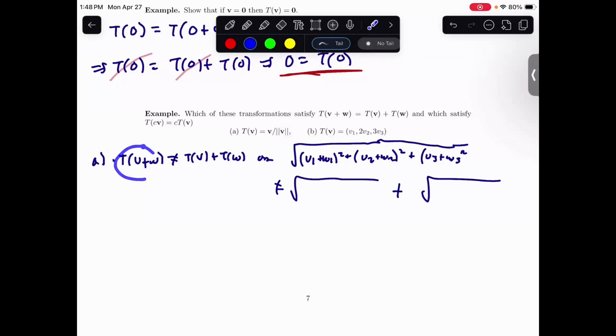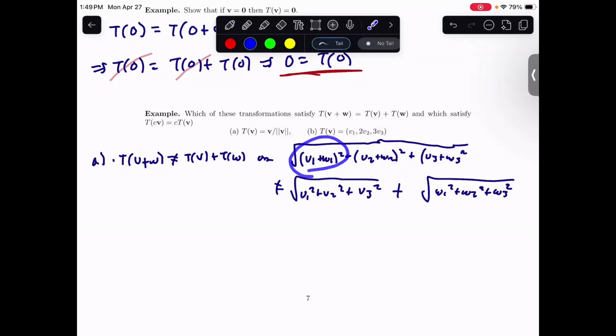So if you do T of V plus W, it means you'll have a magnitude of V plus W, which would be expressed as the square root. And there's no reason to expect that it's going to be equal to the square root of V1 squared plus V2 squared plus V3 squared, and then plus the square root of W1 squared plus W2 squared plus W3 squared. There's a lot of examples or numbers you can plug in to show this isn't always going to hold true, but it's just kind of clear, right?